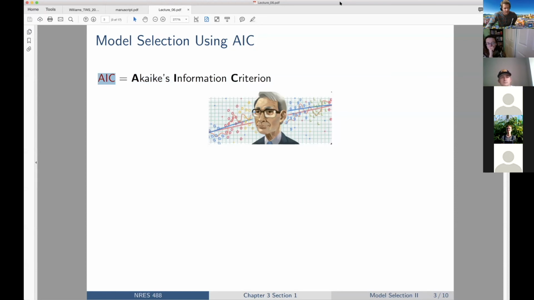AIC is the most widely used, but there's something called the deviance information criterion, DIC, the Bayesian information criterion, BIC, the Watanabe information criterion, WAIC. Those are the five I can think of. And they're all used for scoring models. So this idea of choosing models from a set of models is a very common challenge in statistics.